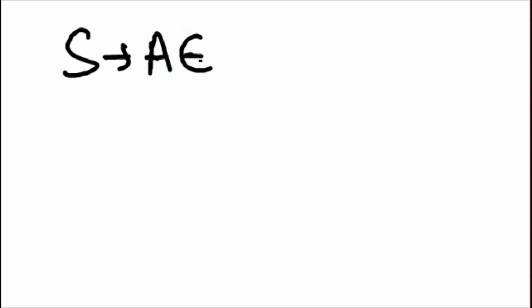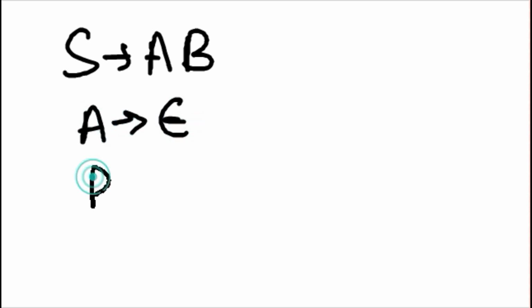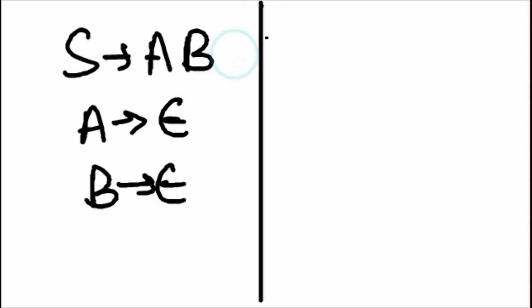Now in the next case, suppose S derives capital AB, where A derives an epsilon and B derives an epsilon. How do you solve this? Now there is no C. In this case, first you have to find out first of A and first of B.